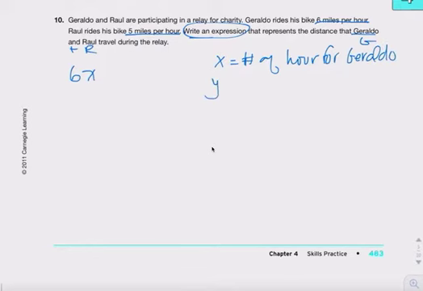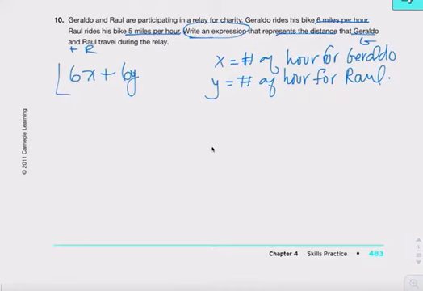And Y then represents the number of hours for Raul riding his bike. Plus, 5Y represents the distance they both travel. So it's 6X plus 5Y. And that's the expression.